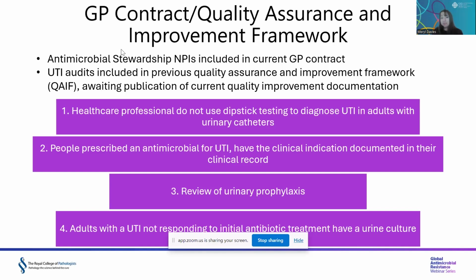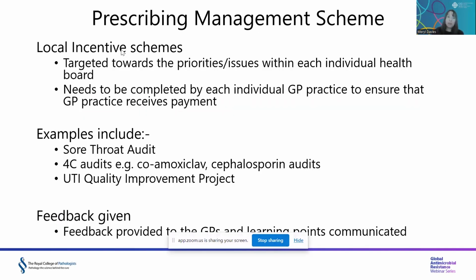An example from England is that there are several interventions from the perspective of antimicrobial stewardship included in the community pharmacy contract. Health boards, as well as the clusters, have local incentive schemes, and these are targeted towards the priority issues within each individual health board. And these need to be completed by the individual GP practice to ensure that the GP practice receives payment.